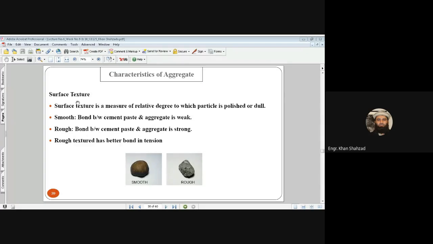Now coming towards the surface textures of the aggregates. Surface texture is a measure of the relative degree to which a particle is polished or dull. The bond between the cement paste and aggregate will be weak if you are using smooth aggregates. When you are using rough aggregates, the bond between the cement paste and the aggregate is strong. Rough texture has better bond in tension as well as in compression.